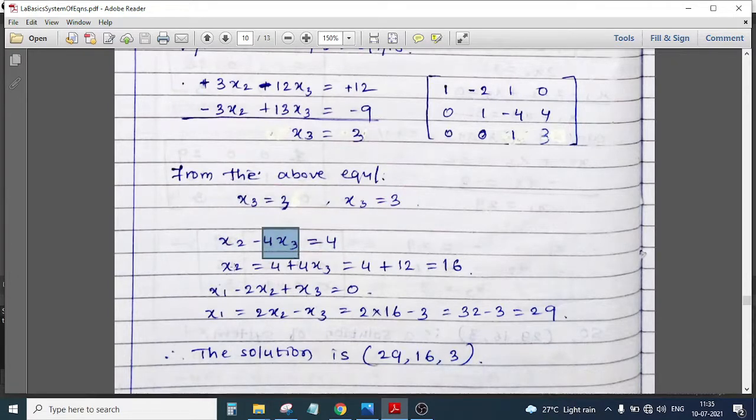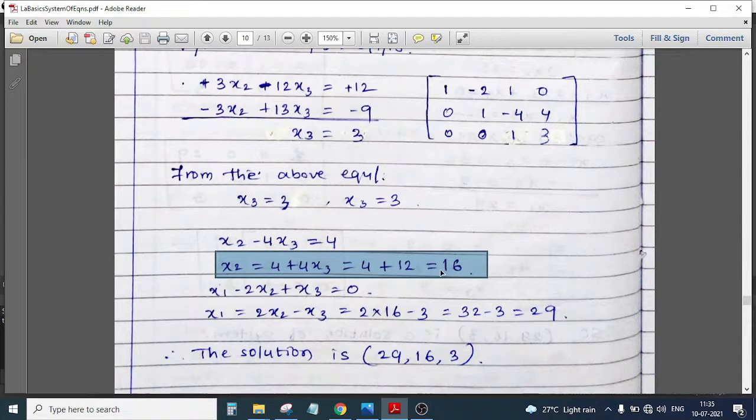12. So x2 will be kept as it is. So 12 plus 4 x2, we will be taking that minus 12. We have a minus 12 here. That minus 12 will be taken on the RHS. So 4 plus 12, the answer you will be getting is 16. So that means the value of x2 is what now? 16. So we have got our x3, we have got our x2.